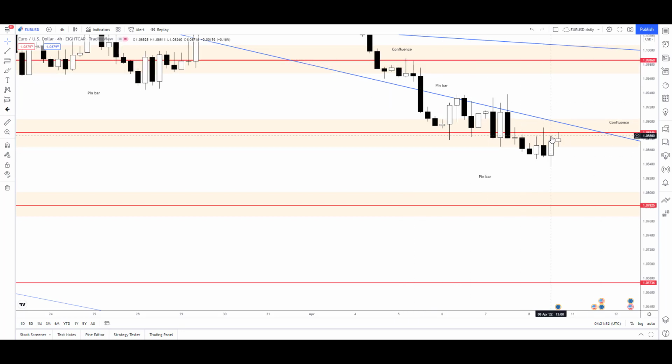Now we have the same scenario here. The price broke below, made a bearish pin bar testing the previous support as now a resistance level, and the price did not close the day above this price. So we can conclude that this level, 1.08846, is now acting as a resistance.